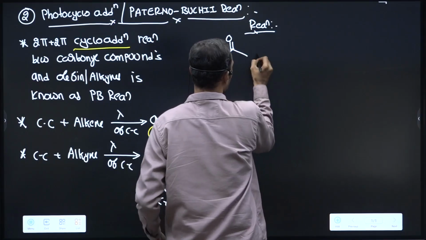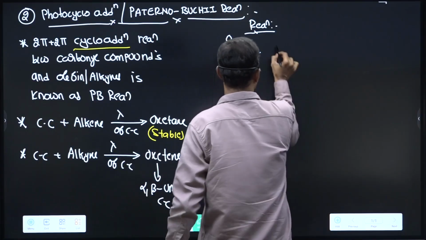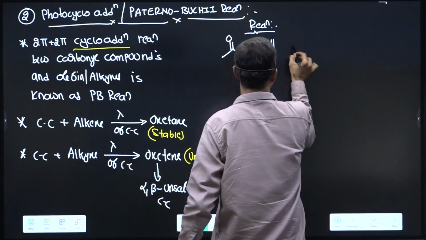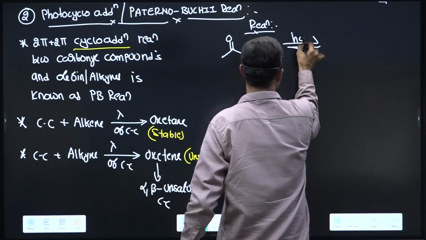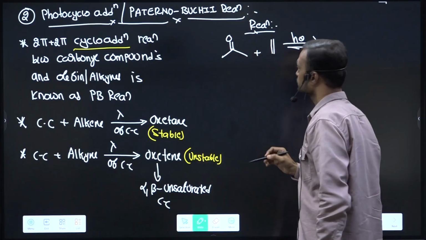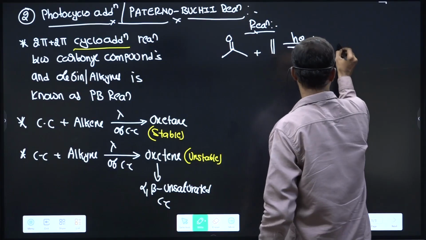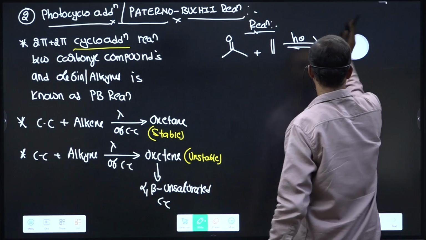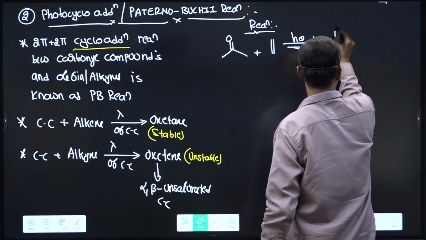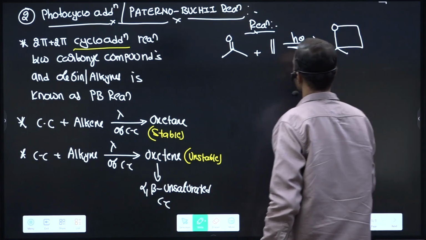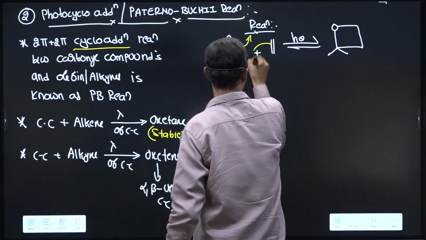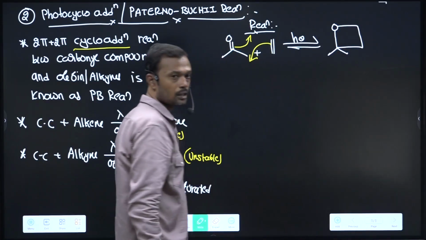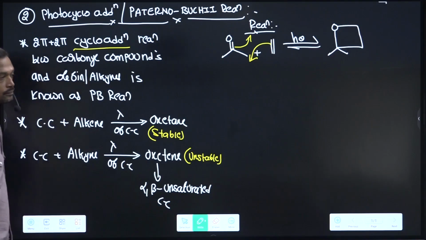See, this is a carbonyl compound and here I am using an olefin. Photochemically, on that time you will get oxetane. These two will undergo coupling.